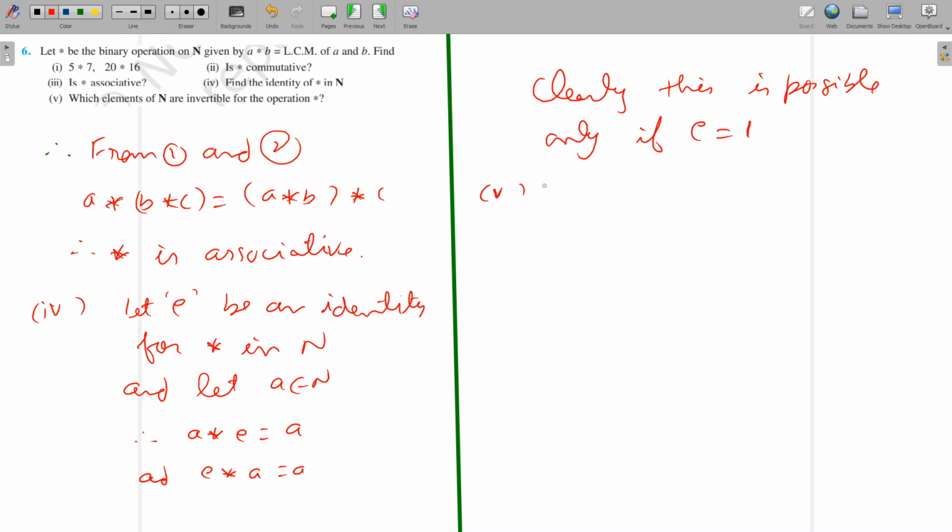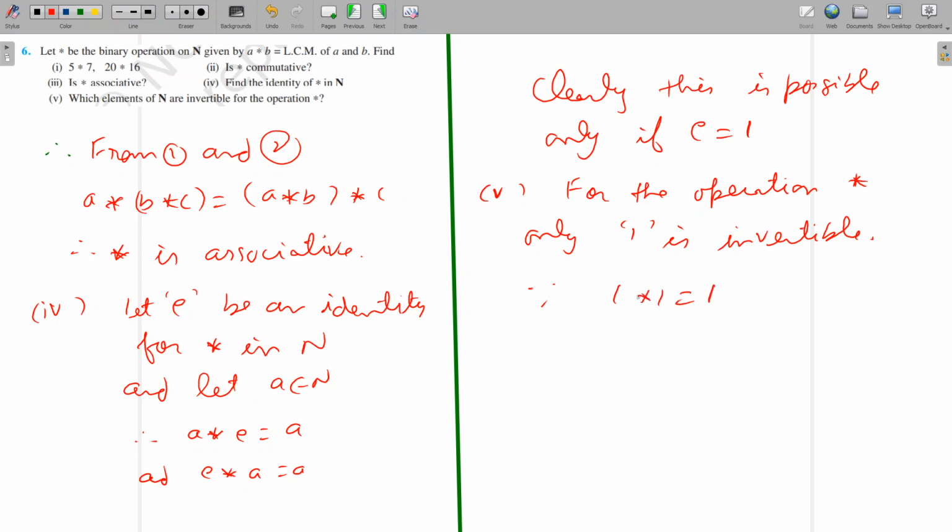So the answer of this will be which elements of N are invertible for the operation star. So there is only one element, that is 1. So that is what we'll write: for the operation star, only 1 is invertible, because 1 star 1 is equal to 1, and there is no other number.